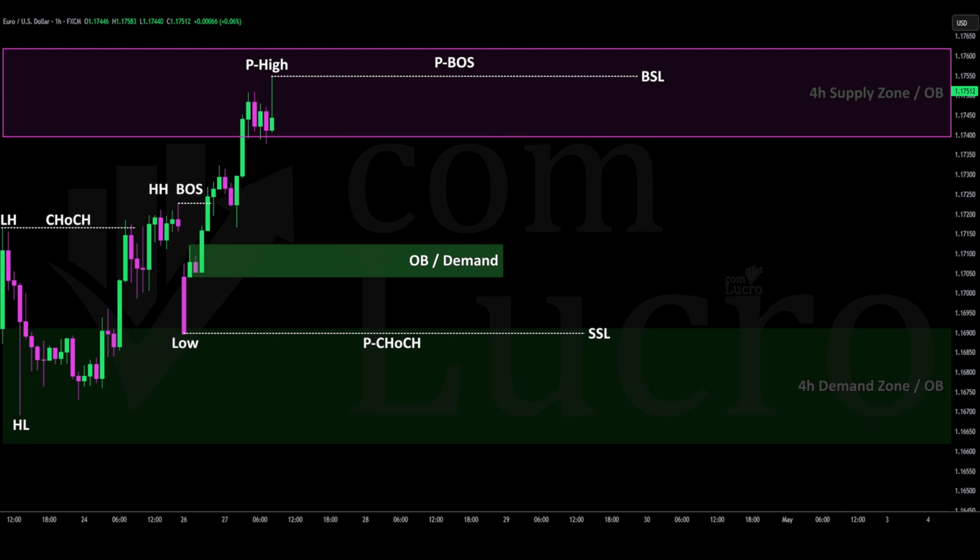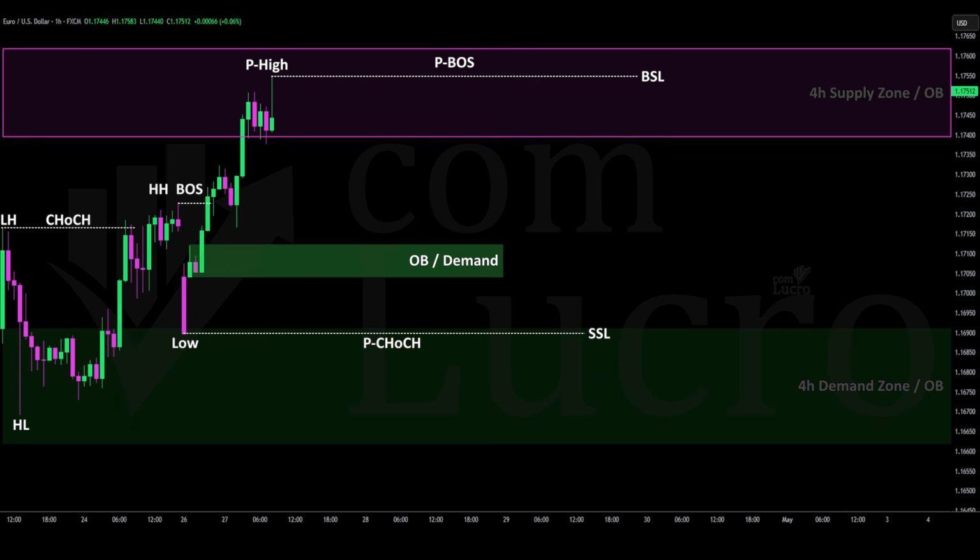One important point to understand at this stage is that price has now reached the 4-hour supply zone. From this moment forward, it is no longer ideal to continue looking for long positions, because the market is now trading inside a higher time frame area where selling pressure carries significantly more weight. When price reaches a major supply zone on the 4-hour chart, the overall upside potential becomes much more limited, and the risk to reward for additional buy positions starts to decrease substantially.